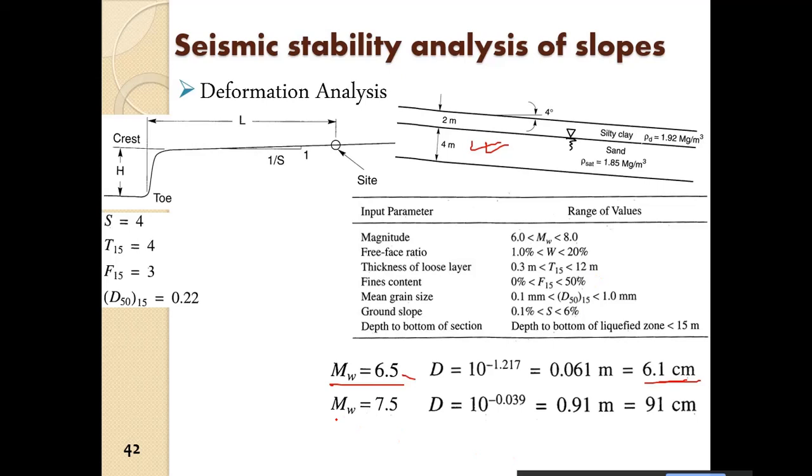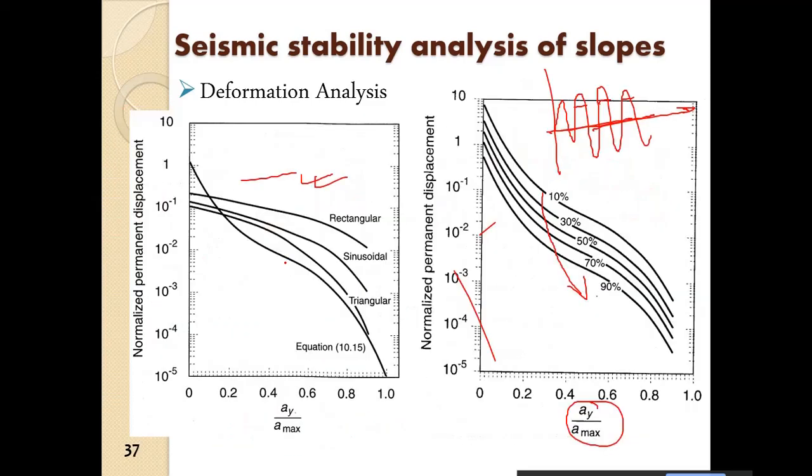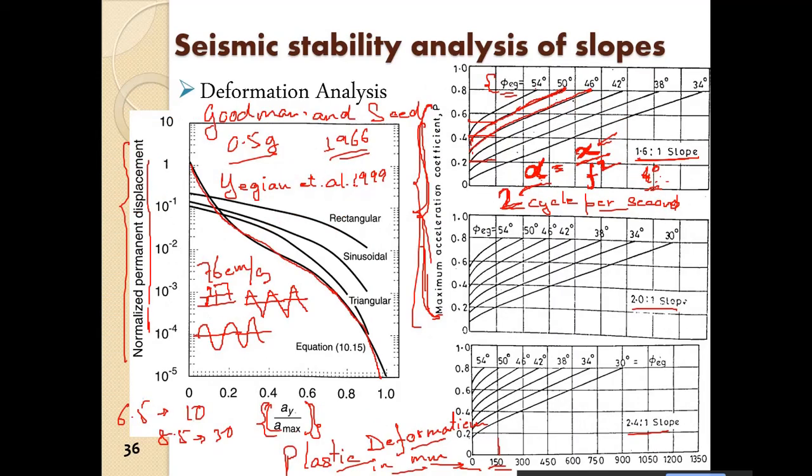Okay, but if you see for magnitude of 7.5, 91 centimeters of displacement occurred. So it is almost like, if we correlate that with the Newmark analysis and the various studies that have followed, by Jibson et al., and Ambraseys, Perkins, and all those things, and then Yegian et al. 1999, Goodman and Seed.